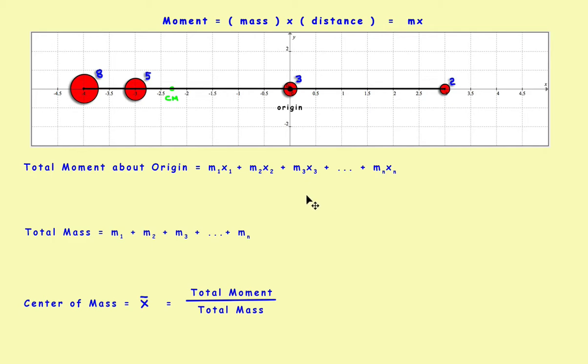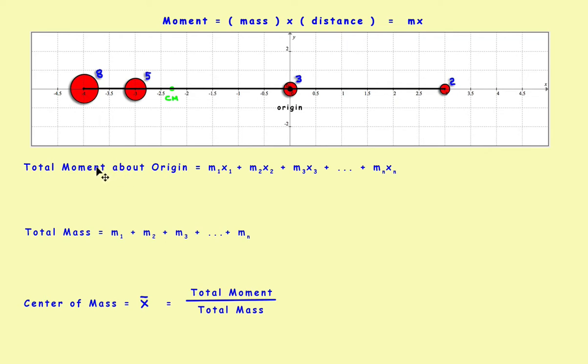Now, first of all, just a reminder of what the first video was all about. It was about a one-dimensional system. So we had a series of masses, and in a one-dimensional system, they're all aligned on the x-axis. So you only have an x-coordinate to worry about. The steps that we used were pretty straightforward to find the center of mass of the system, which was this little green dot right here.